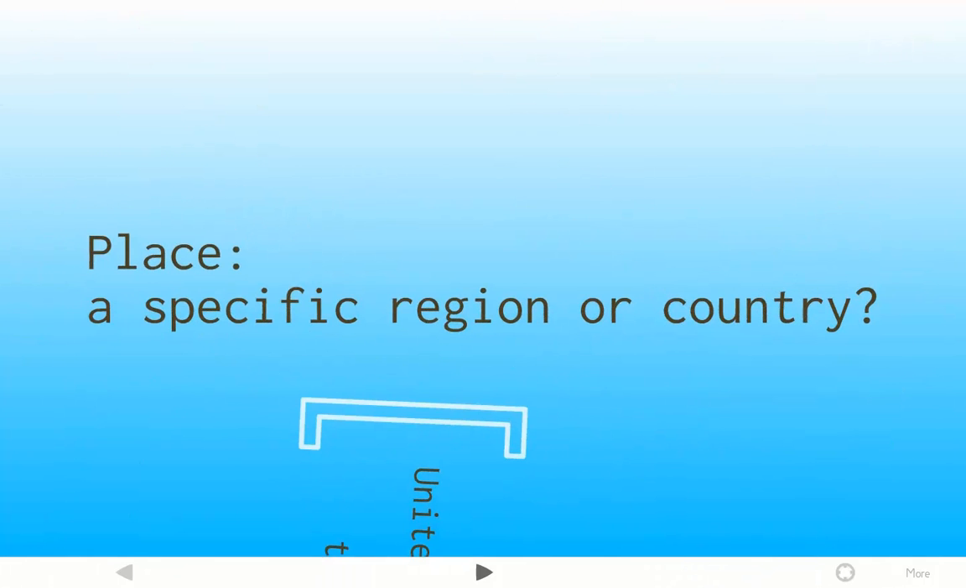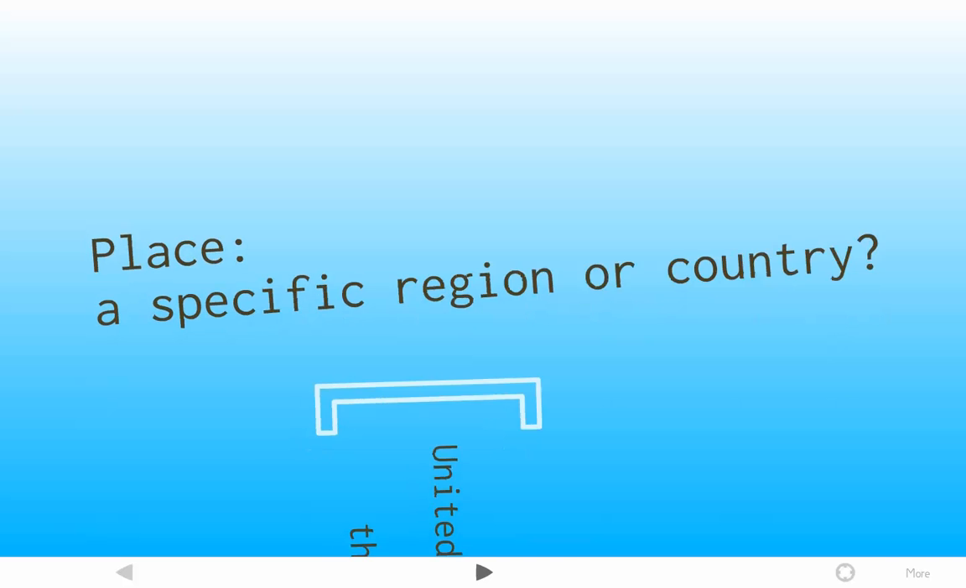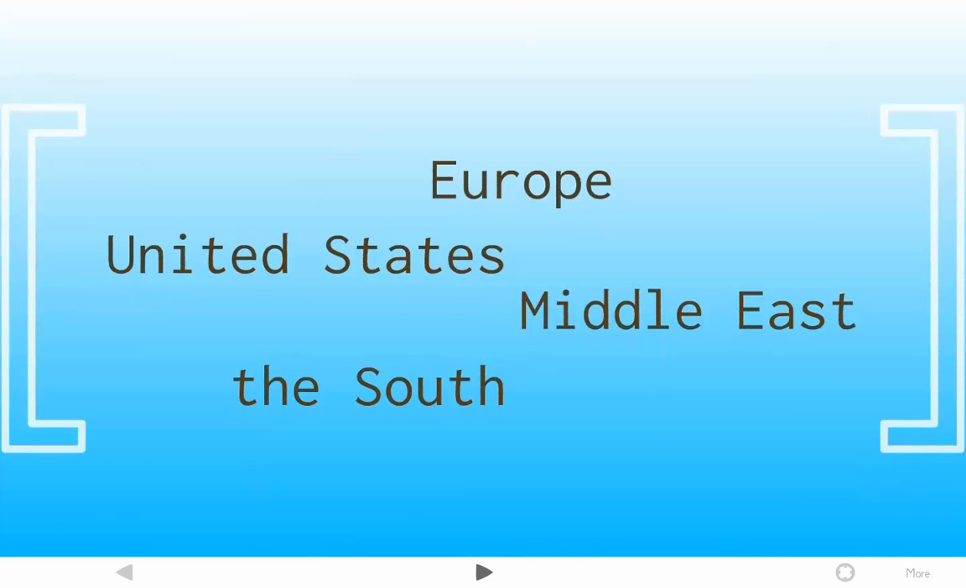Place. A specific region or country. Are you looking for a particular area? Europe, the United States, the Middle East, the South, cities, the country. Anything like that. Where are you narrowing it down? This can be important as you look through your resources, not necessarily as search words, although maybe, but more when you're reviewing your information to see where the focus of that information is.